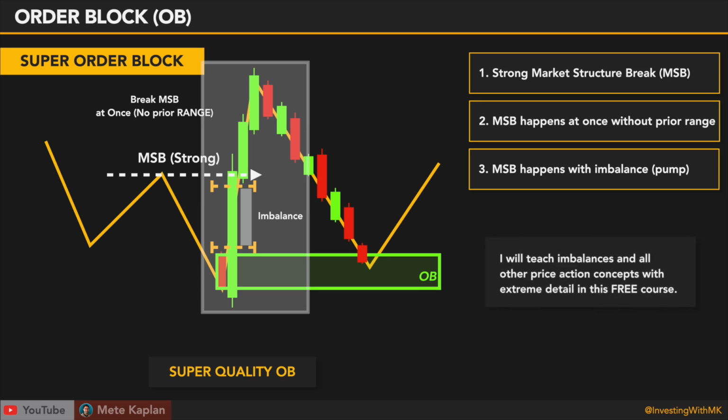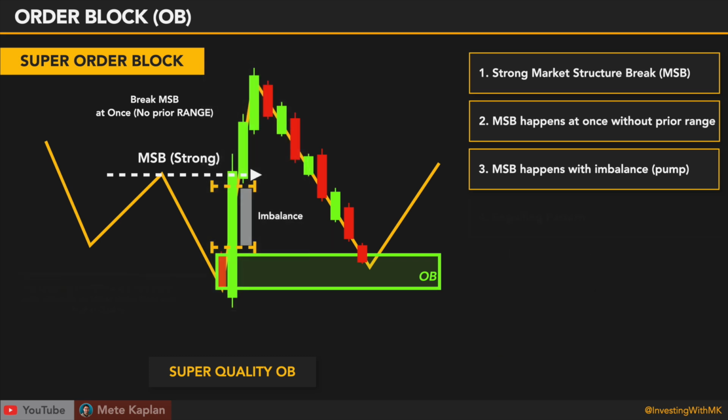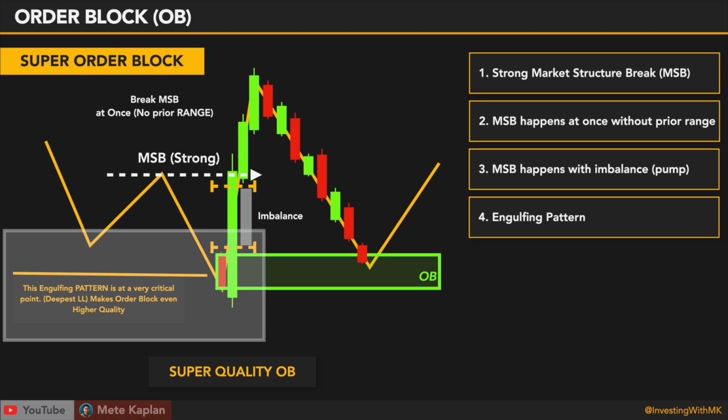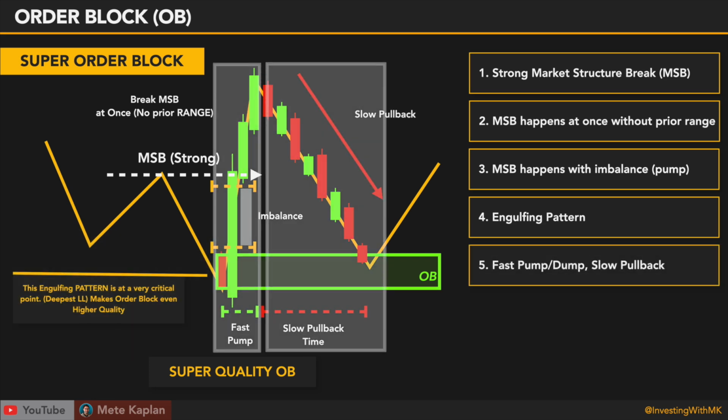Do not worry about imbalance. I'll teach you in detail in the future. However, you can watch the best TradingView indicators for price action video, where I showed the imbalance indicator. 4. An engulfing pattern could be ideal for a higher quality OB. 5. Fast pump time and slow pullback time for a healthy price action.